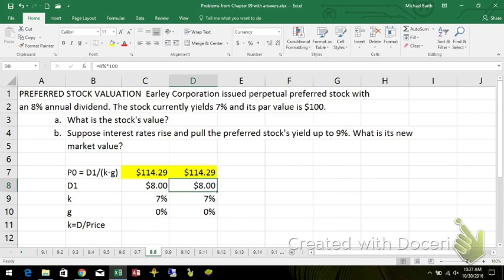All right, the dividend's going to be $8 no matter what. If this rises to 9%, it's going to cause the present value of those dividends to drop. Just like with every other set of future cash flows, when current interest rates go up, present value goes down, so they move in opposite directions.